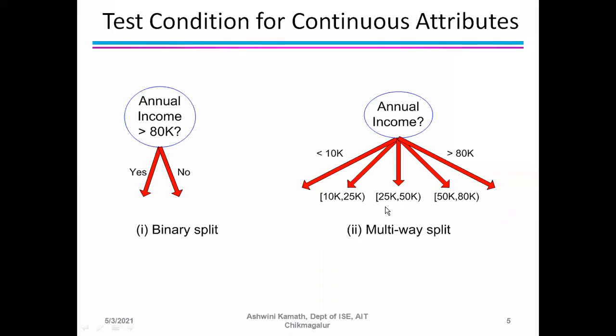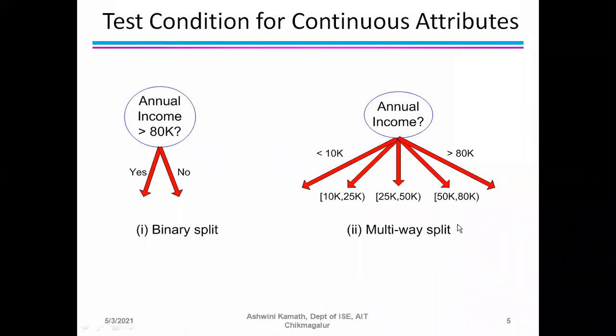In the next range, include 25K up to 50K, excluding 50K. Another range is including 50K up to 80K, excluding 80K. It is up to 79; 80K will be excluded. The last range is greater than 80K. That is five ranges we have: the first is less than 10K and the fifth is greater than 80K. So this is a multi-way split for continuous attributes.